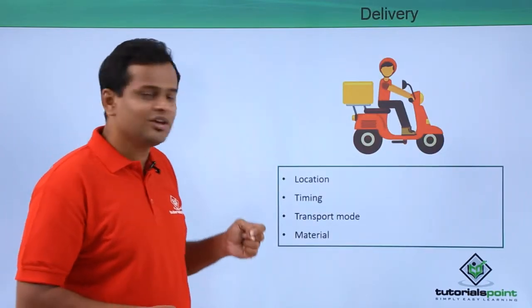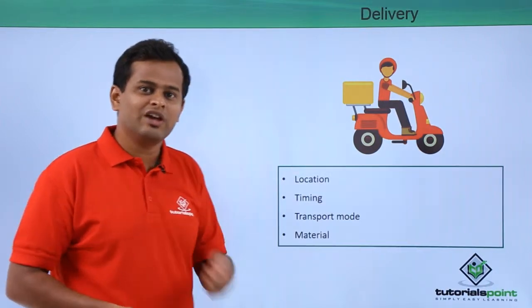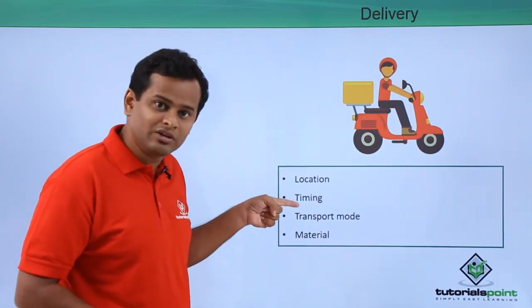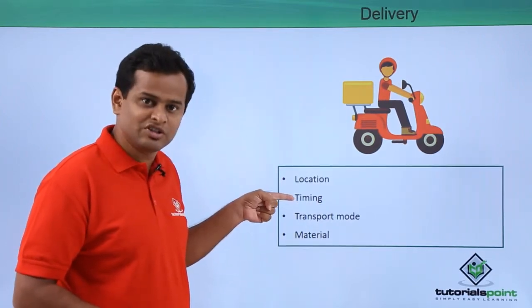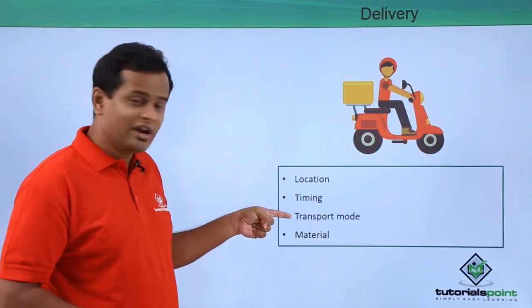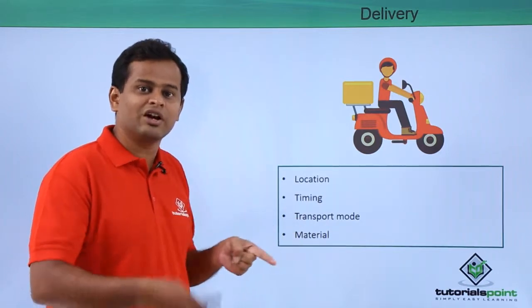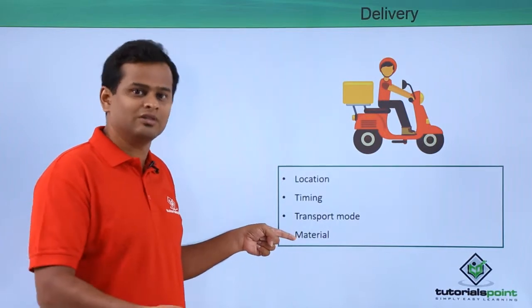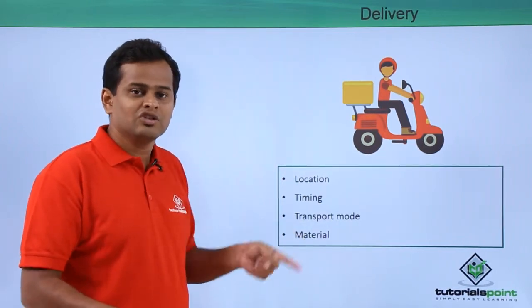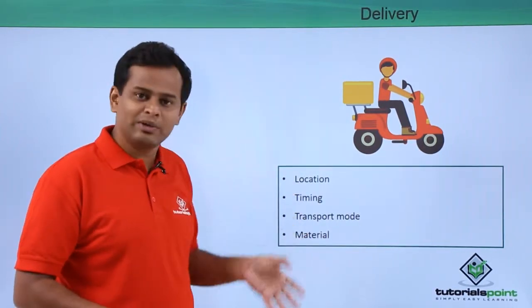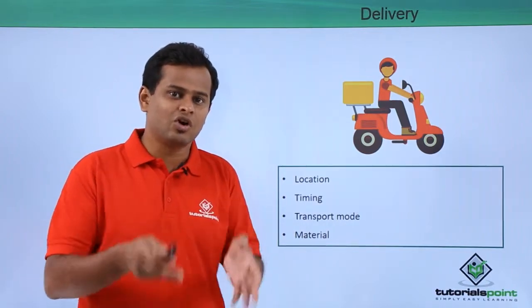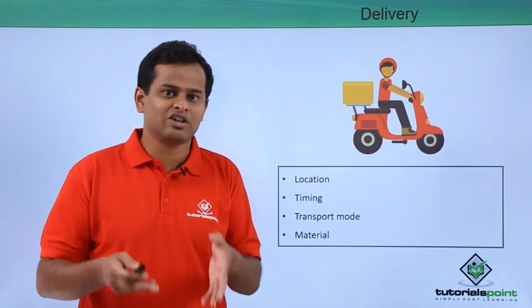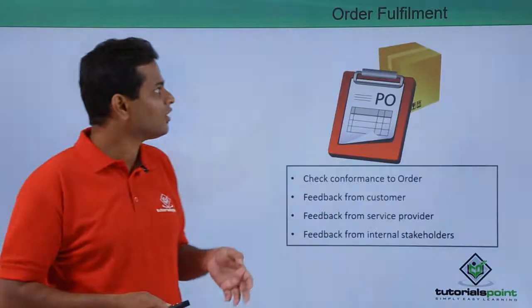With respect to delivery, we need to ensure that we are delivering to the right location, at the right timing based on the JIT principle, with the right transportation mode based on the agreement we had with the customer, and with the right part number and right material. So these are all the things which will completely satisfy the purchase order norms. This will further increase our customer satisfaction levels.